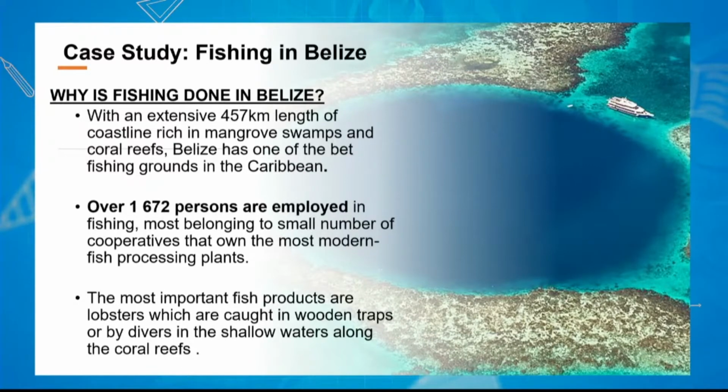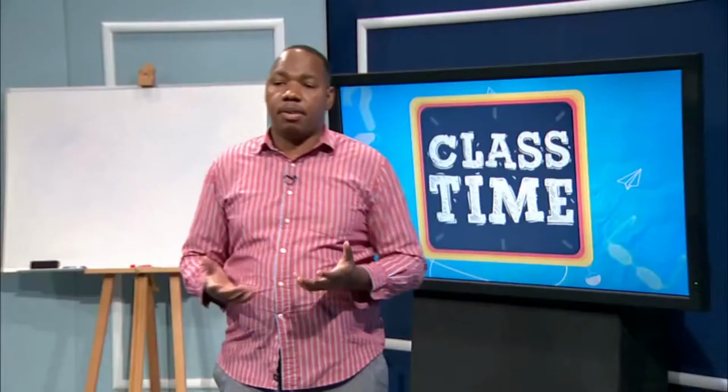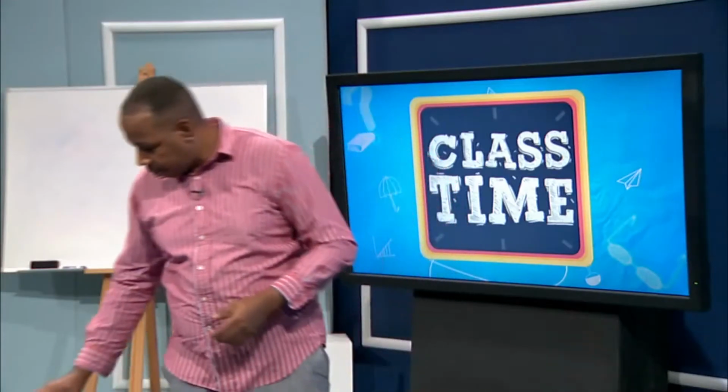Now, over 1,672 persons are employed in fishing, and most of them belong to a small number of cooperatives that own most of the modern fish processing plants. So the most important products that are fished out of the Belizean waters are things like lobsters, and these lobsters are caught in wooden traps or by divers in the shallow waters.